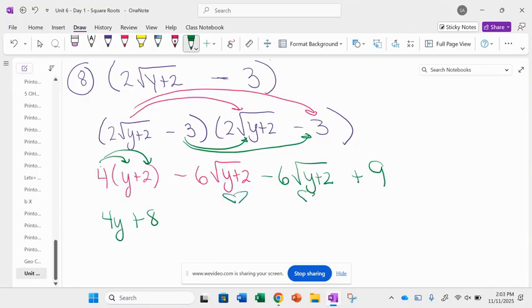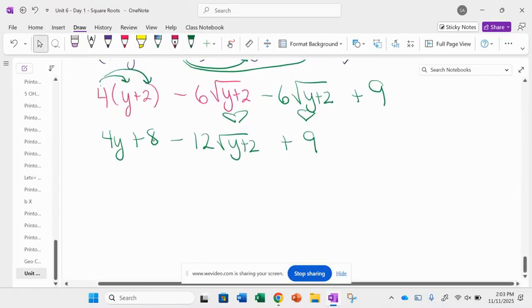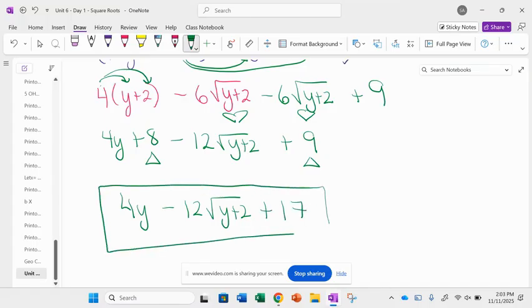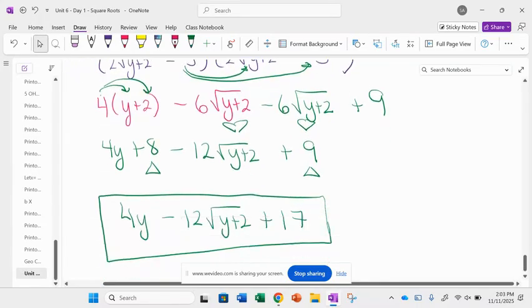Do we agree these middle terms are like terms? So we get a negative 12 root y plus 2 plus 9. Am I done? No, why am I not done? The 8 and the 9 are like terms. So I have 4y minus 12 root y plus 2 plus 17. Okay, you guys try this one on your own and then we're done.